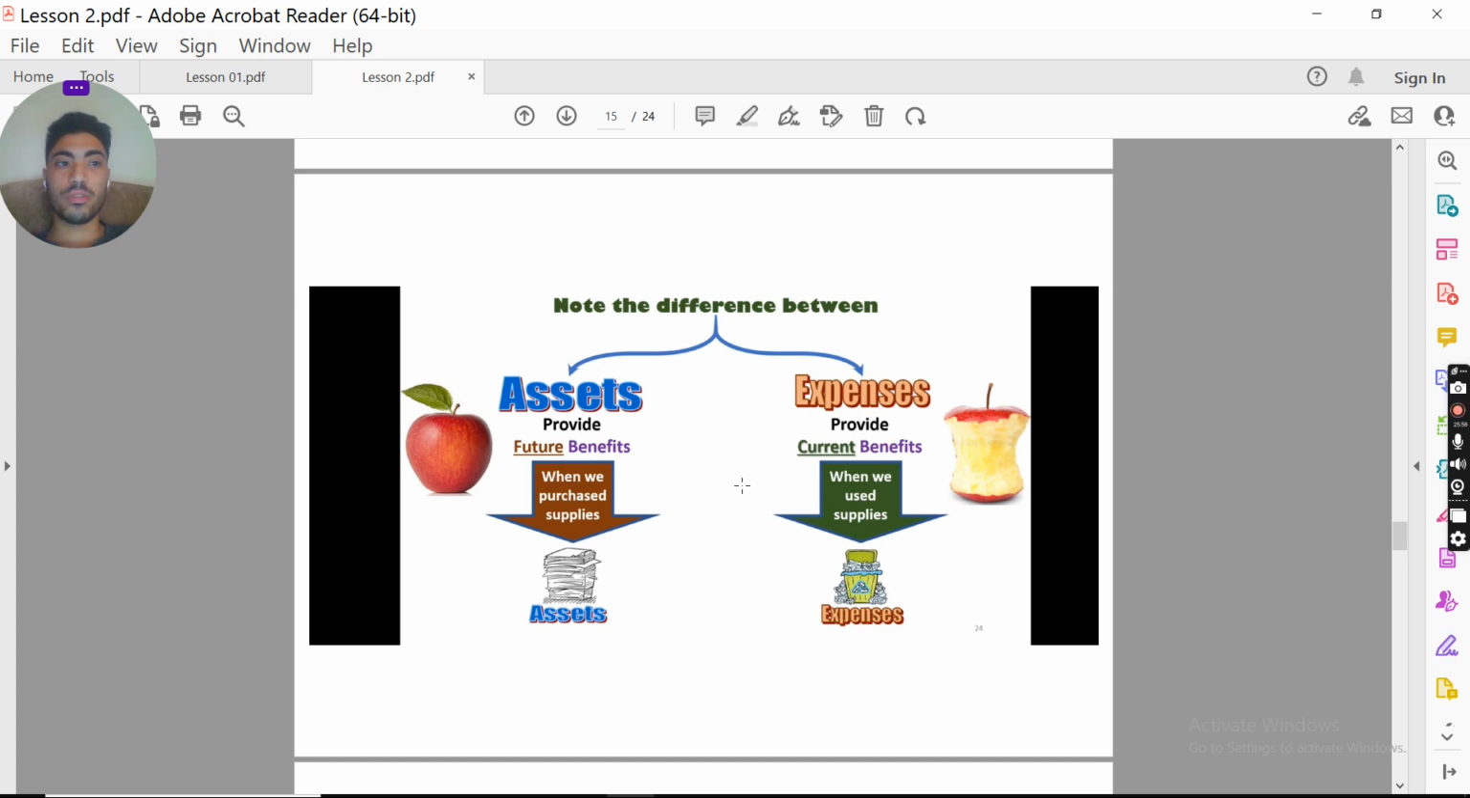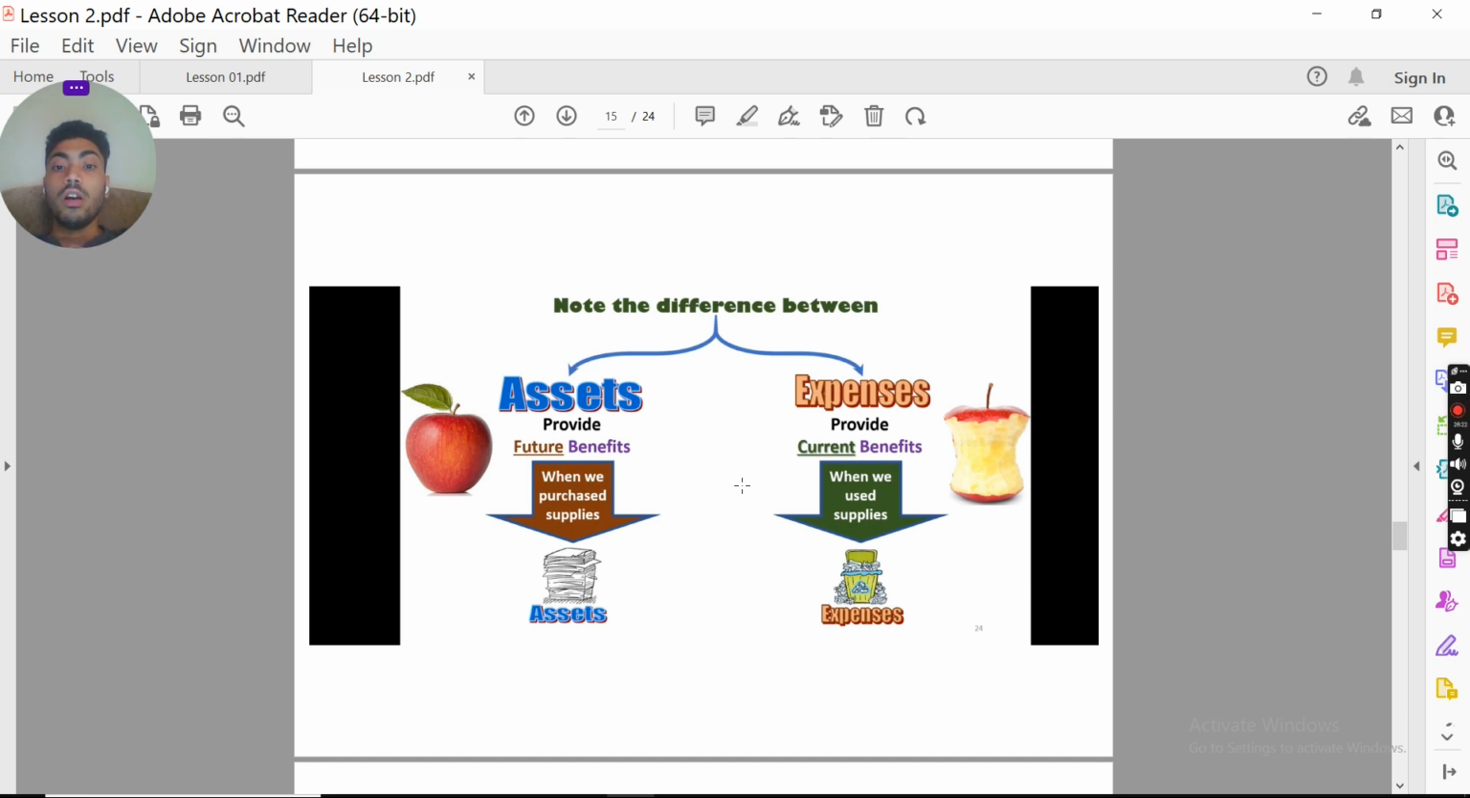But what if I bought the car? I bought the car. That's an asset. This car will provide me with future benefits. I can ride it. Any other employee can ride it, and thus we can rely on it for future benefits. It's not just now. No, I own the car. Okay, that's the difference between assets and expenses.